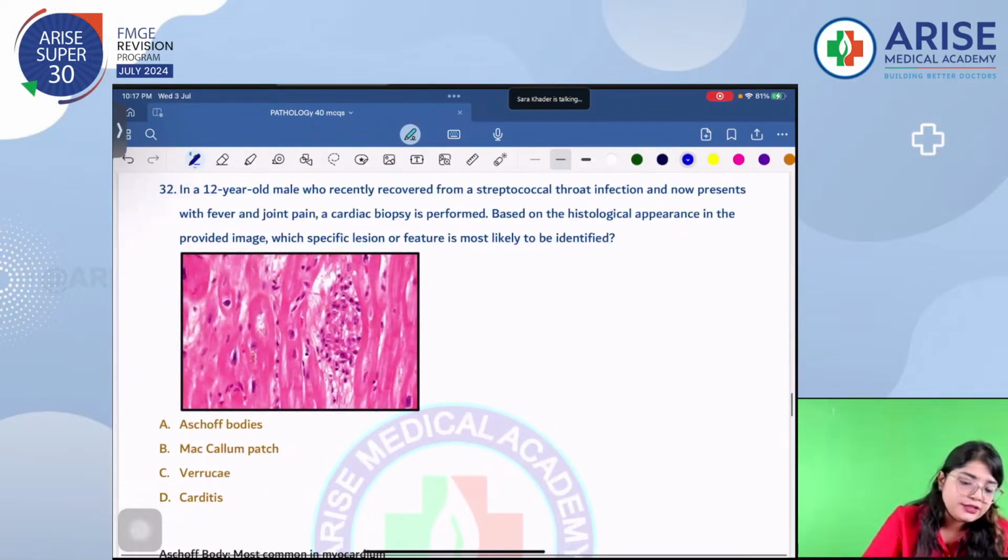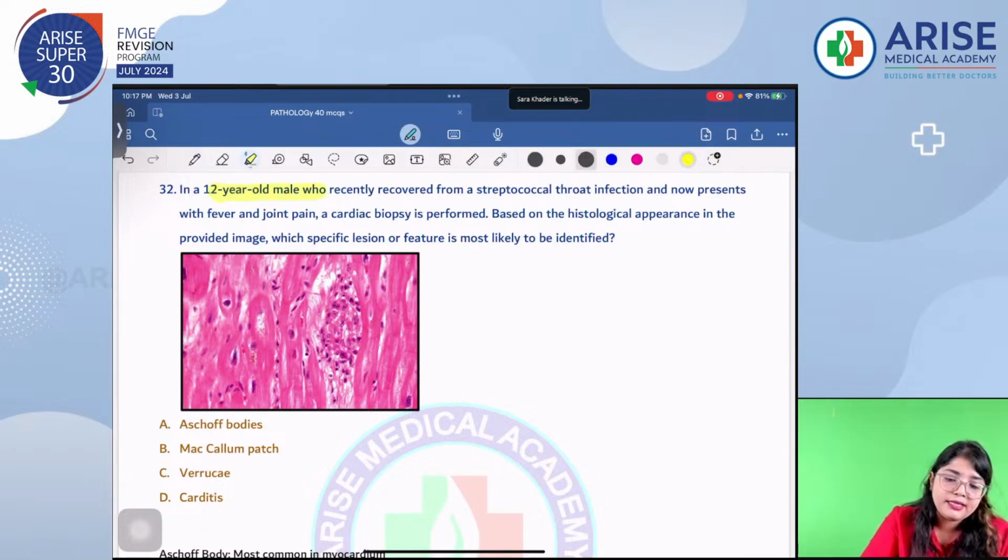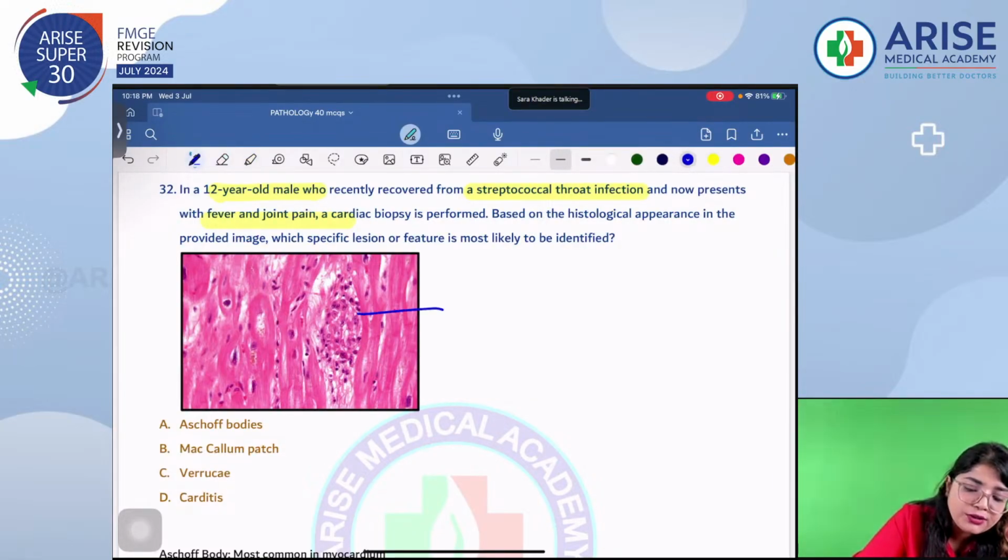Quickly tell me the answer of this. A 12-year-old male, streptococcal infection, now has joint pain. Histological appearance. So you can see this shows fibrinoid necrosis with presence of Anitschkow cells. Okay, these cells are nothing but the Anitschkow cells. Okay, and this is your Aschoff bodies which are seen in RHD.